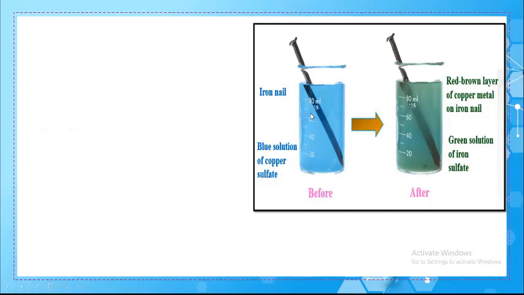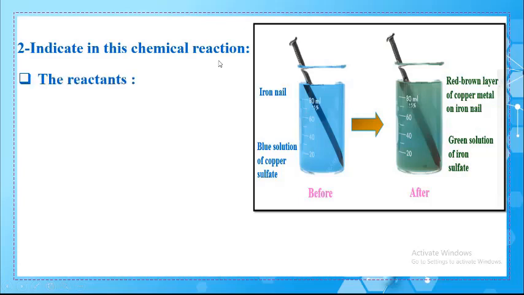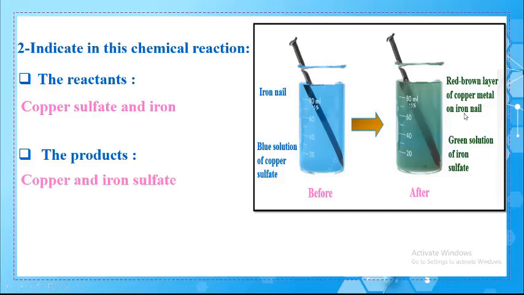Let's observe the experiment again, where I dip an iron nail in a blue solution of copper sulfate to obtain copper on the iron nail and a green solution of iron sulfate. Yes, now indicate the reactants in this reaction. Pause the video and try to define the word reactant and mention them in this experiment. What about the products? What are the products? The new obtained substances. Nice. Then the reactants are iron nail and copper sulfate. What about the products? The products are copper and iron sulfate.